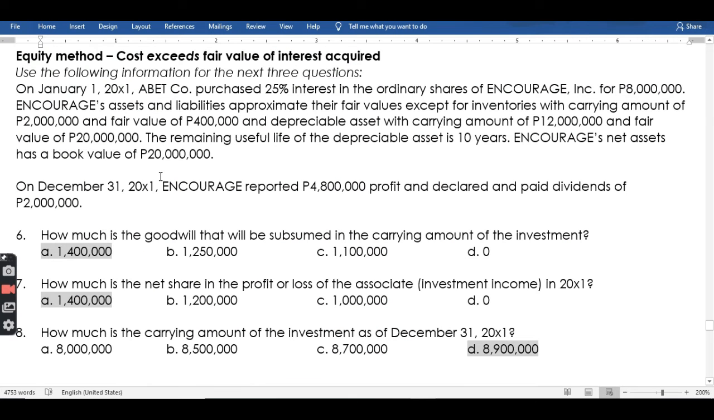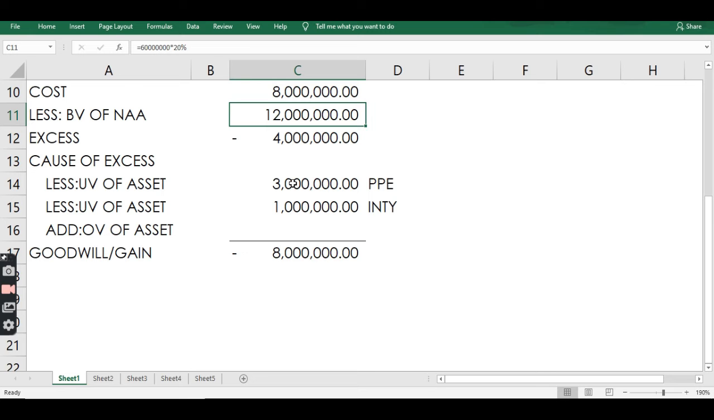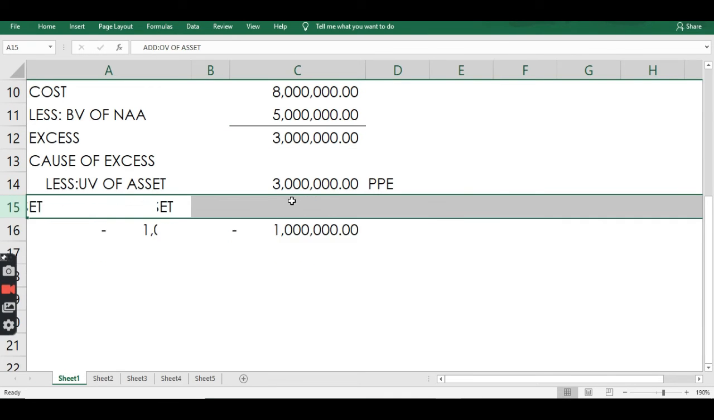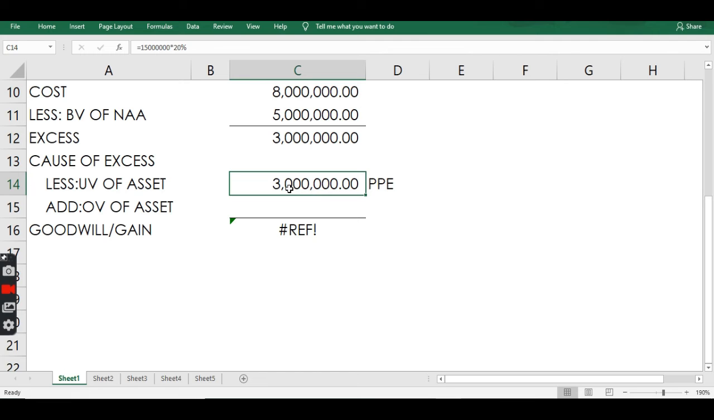Yung book value ng net assets natin, di ba ang book value daw ay 20 million, ang sa atin 25%. So that's basically going to be 20 million times 25% or basically that's 5 million. So meron tayong excess na 3 million. Okay? So ang mangyari ngayon dyan, tanggalin ko tong isa, kasi isa lang naman yung ating undervalued.